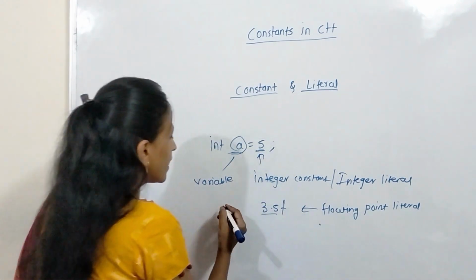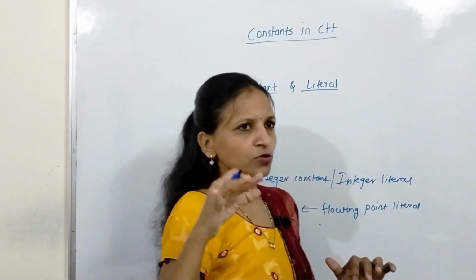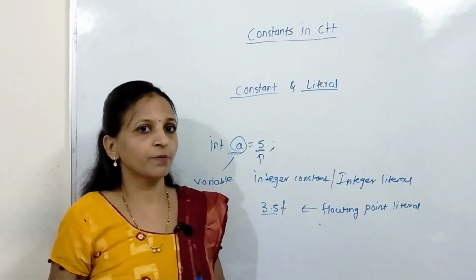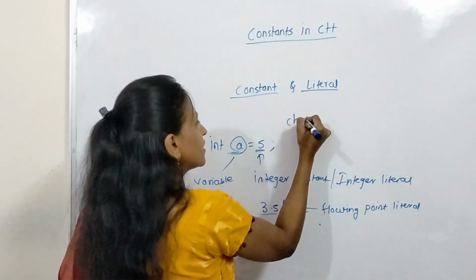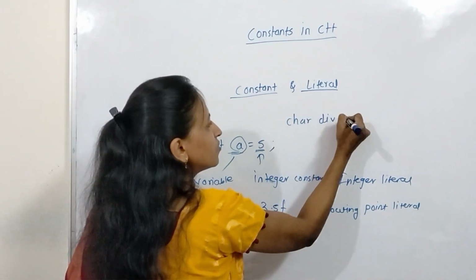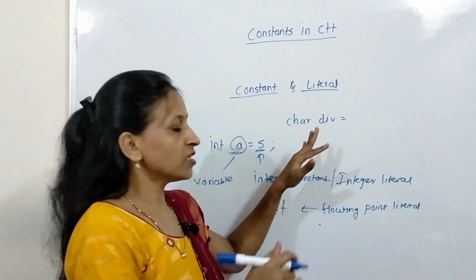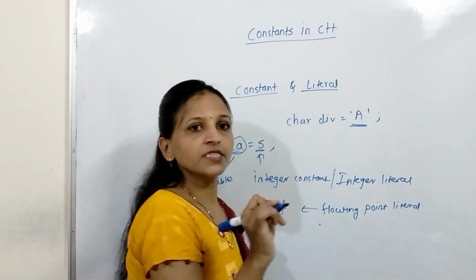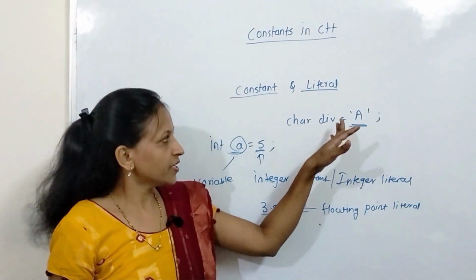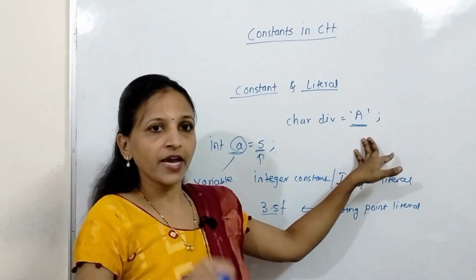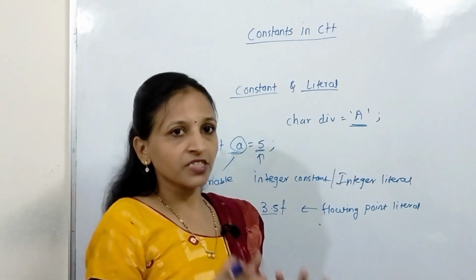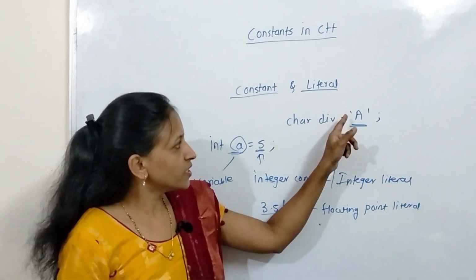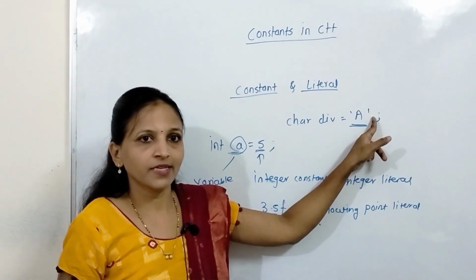Now next thing, I want to assign a single character to a character variable. Like we have declared a character variable division, and I want to give one initial value to that division. Then I will write div = 'a'. Actually this is a character literal. Getting? If you want to give any fixed character value inside a program, then you must enclose it in single quotes. This is compulsory.